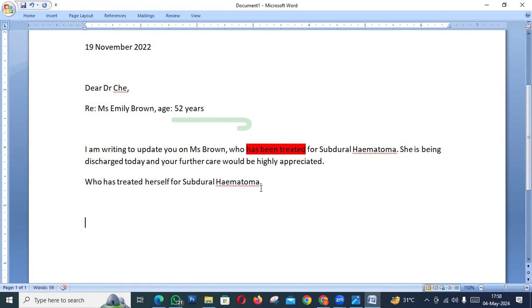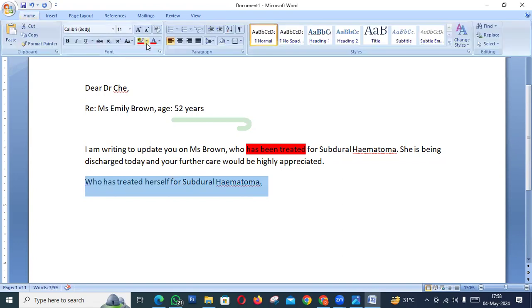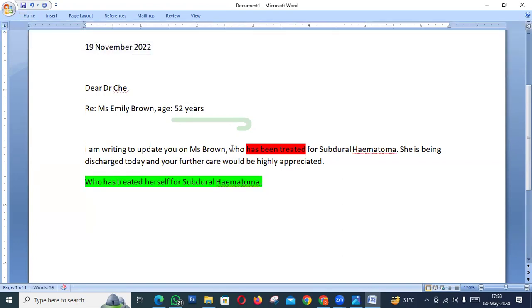So you have two sentences here. One is this one, and one is this one. Which one is correct? Which one is wrong? The first one is correct, sir. She is already treated by the surgeon. She can't treat herself. Yes. So even if you skip herself, who has treated for subdural hematoma means she is treating herself.